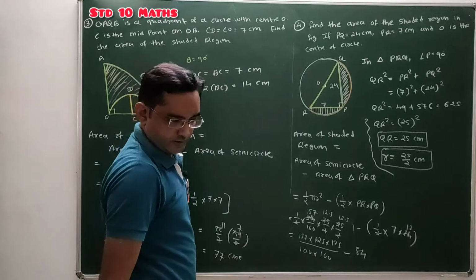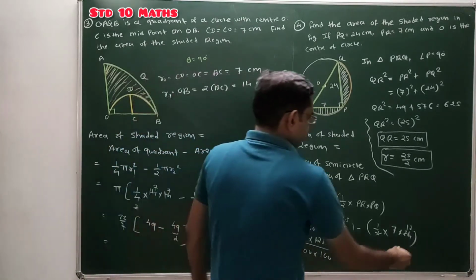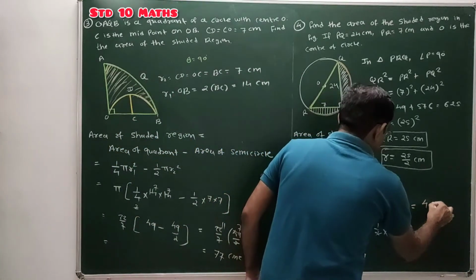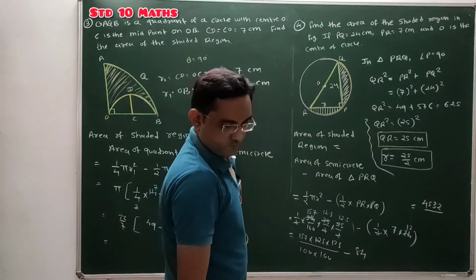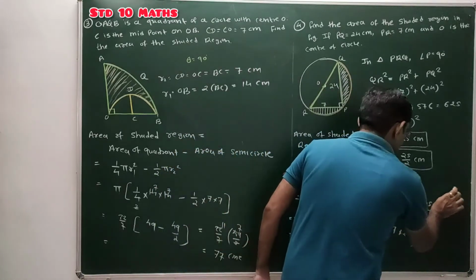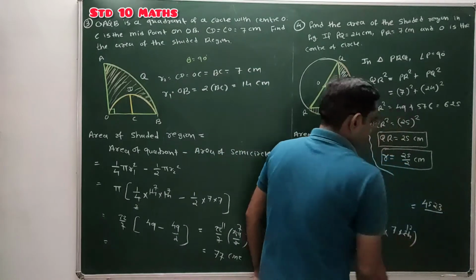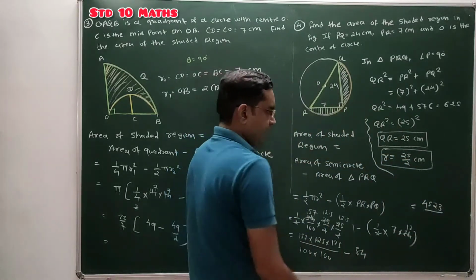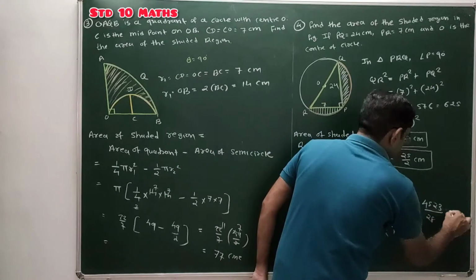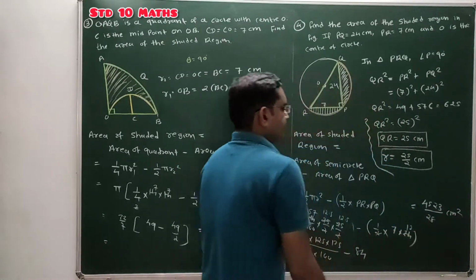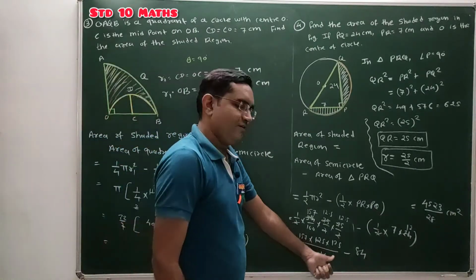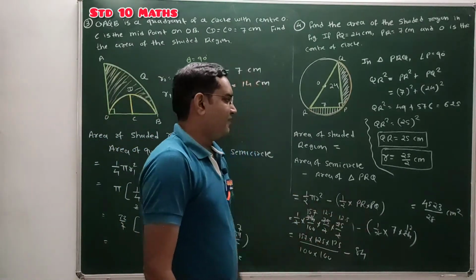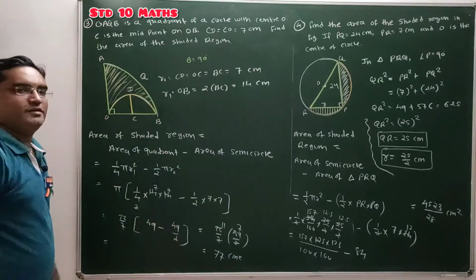Simplification, and we are getting the final answer as 4532, right, 4523 upon 28 centimeters square. Done. This is your answer. Try yourself and comment your answer. Pause the video and note it down.